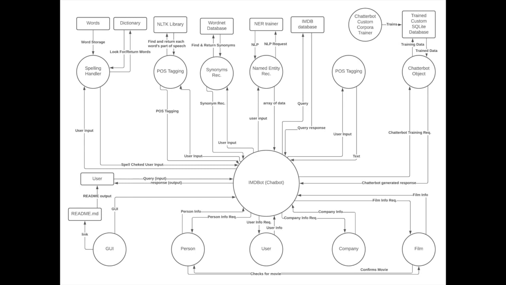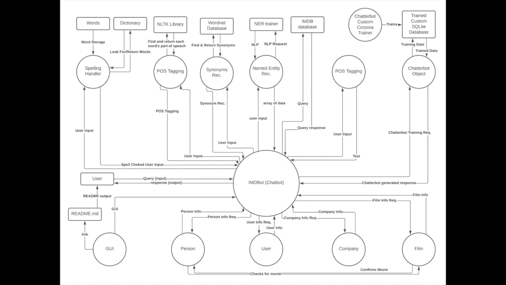When the data runs through the synonym recognition, it also uses the user input in order to run the synonym recognition and return to the IMDb bot process. Once the named entity recognition process runs by using the user input, it will also run through the named entity recognition trainer in order to perform natural language processing. Then the named entity recognition sends an array of data back to the IMDb bot process to be processed further. The IMDb bot may also send requests to the film, company, user, and person processes for the respective data, which will return the data to the IMDb bot process.